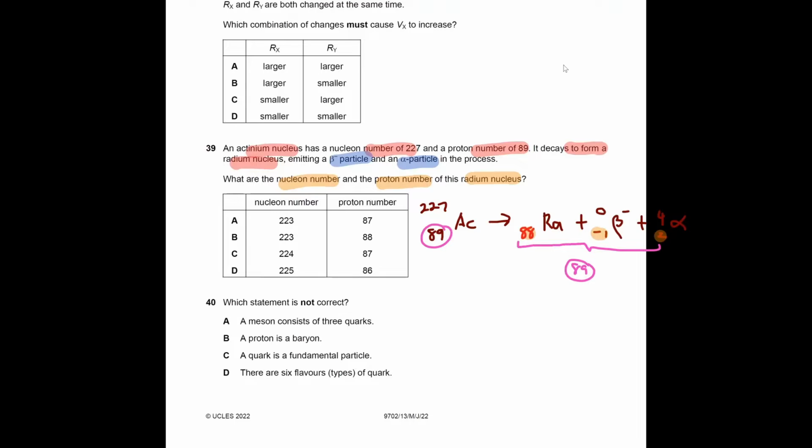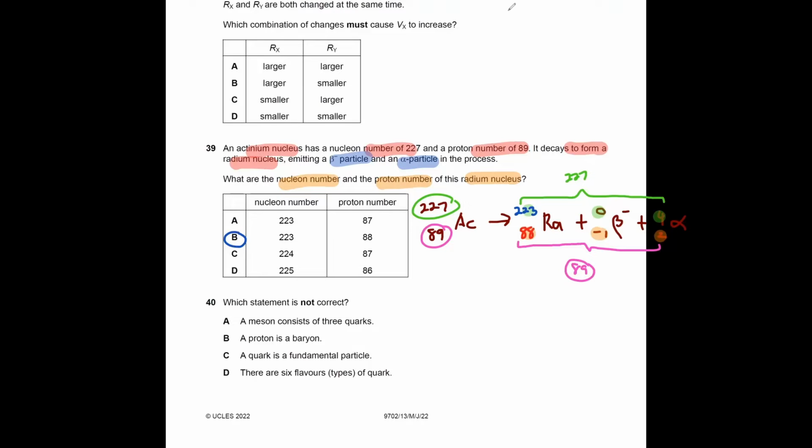Same thing. Then after that, you look at your nuclear number, 227. So at the top here, you have conservation of nuclear number. You must get back total 227. So here you have 0, you have 4. How much do you have here to get back 227? This one, you can actually say you would need 223. 223 plus 4 gives you 227. So your answer here would have been B. Okay, this is the nuclear number and proton number for the radium nucleus.